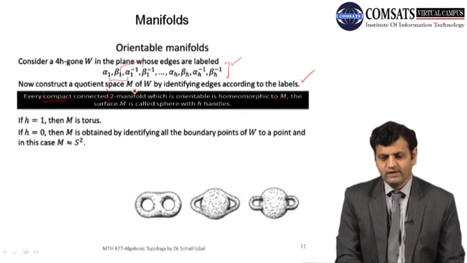So we obtain this M by identifying the edges of this 4H-gon. Okay, so given over here, the surface M is called a sphere with H handles. So why a sphere with H handles?